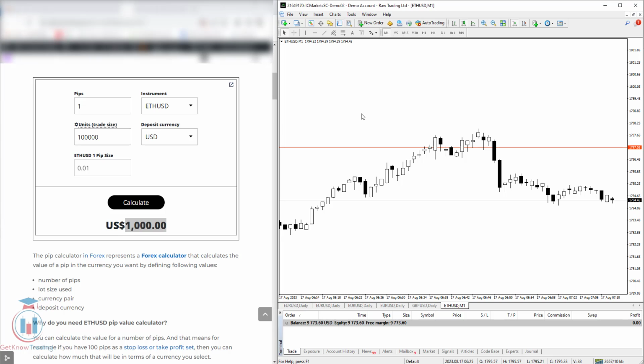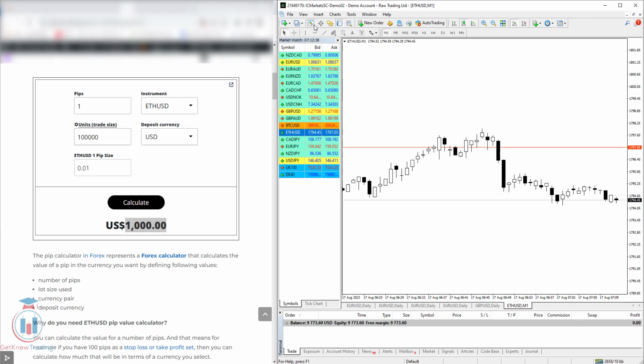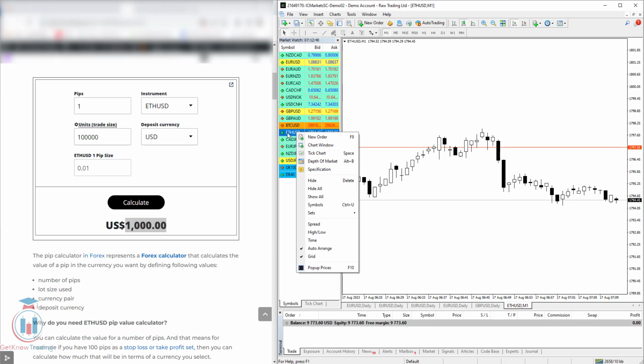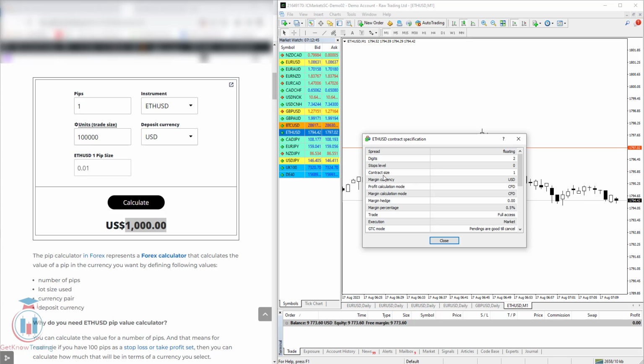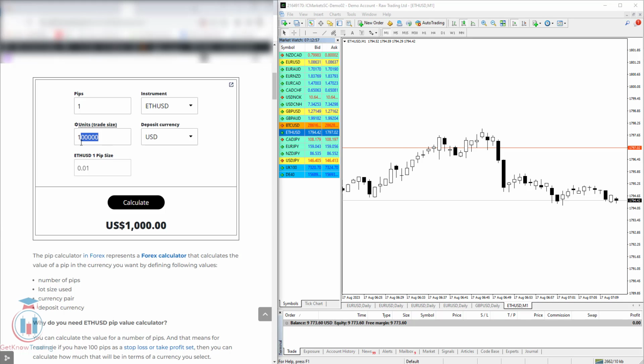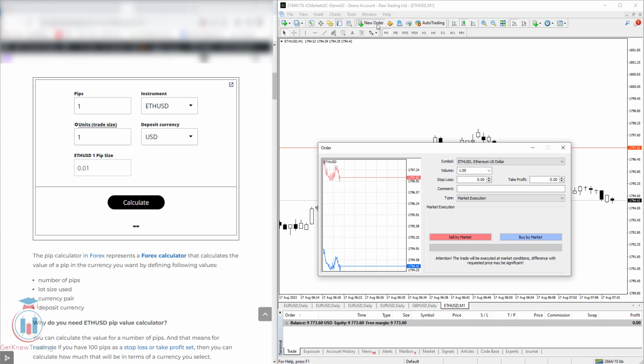But have in mind that when you have a crypto, you need to go here inside the trading platform, click right mouse button where this currency pair is, click specification and click what is a contract size. You can see that the contract size represents the number of units for 1 lot. So that means that 1 lot is equal to 1 unit. So inside this one, you need to change this one here to be equal to 1, because when I open a new order, I would like to use volume 1 lot.